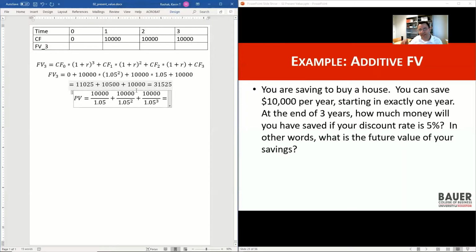Okay, so that may be a little bit easier, maybe a little bit cleaner to think about, to calculate the present value of everything and then move that whole sum forward 3 times, and you should be able to replicate this 31,525. Okay, so again, you can always check your work by doing the opposite of what you did, right? If you calculate present values, you can calculate future values to check your work, and vice versa.